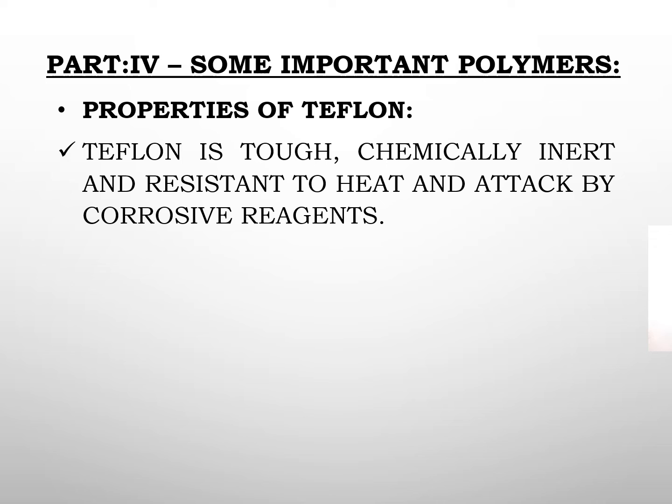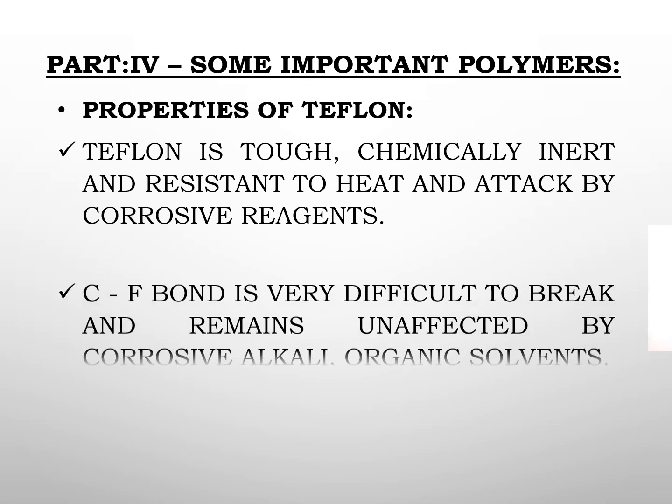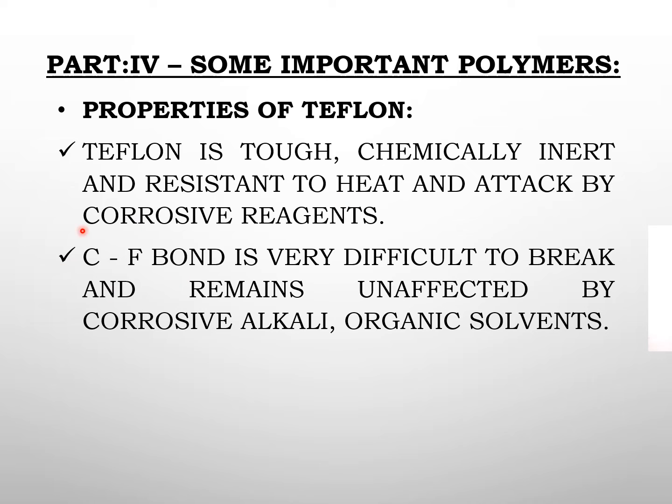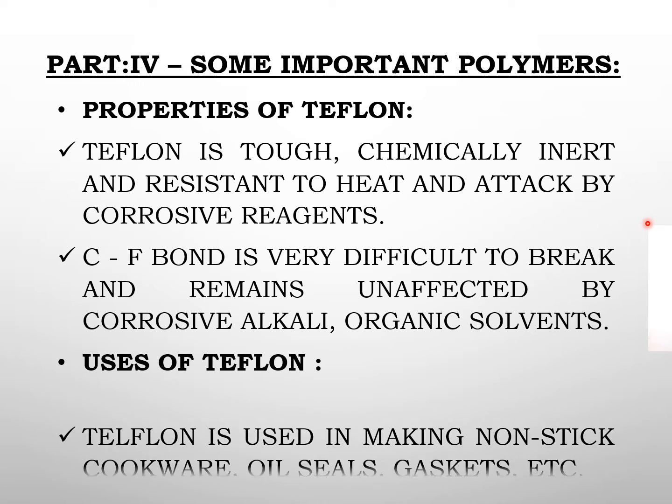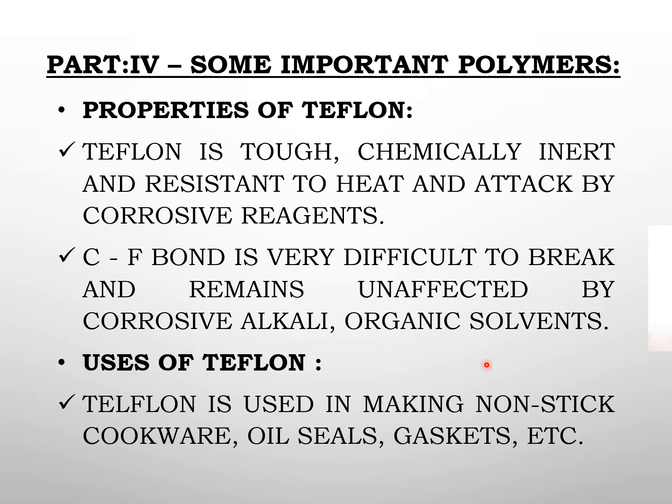Teflon is tough, chemically inert, resistant to heat, and not attacked by corrosive reagents. The C-F bond is very difficult to break, and it remains unaffected by corrosive alkalis and organic solvents. What are the uses of Teflon? Teflon is used in making non-stick cookware, oil seals, and gaskets. You people must be using non-stick cookware in your house. The black coating, that is Teflon.